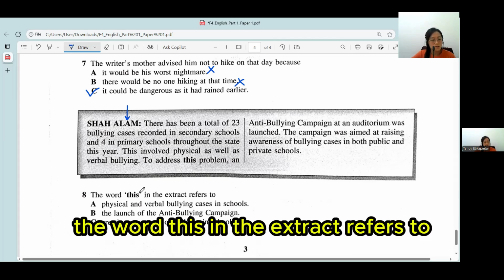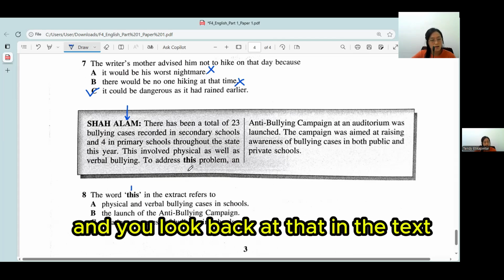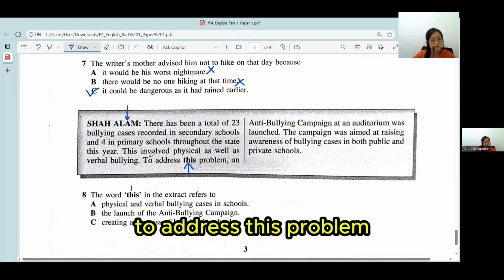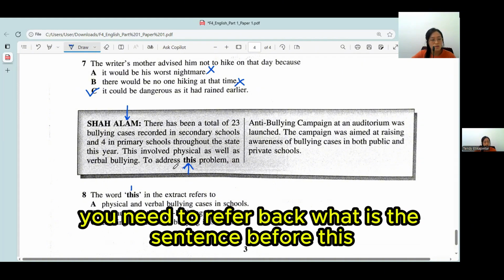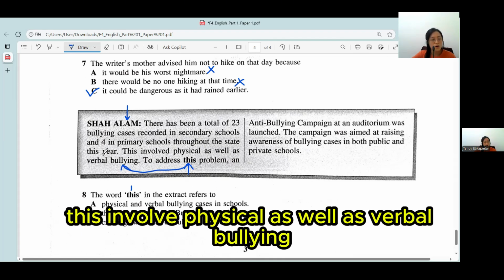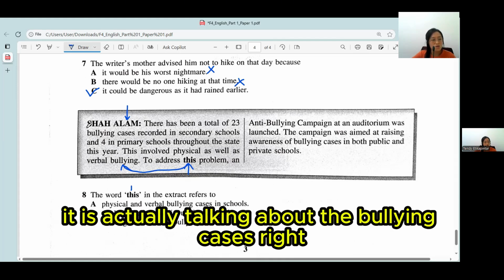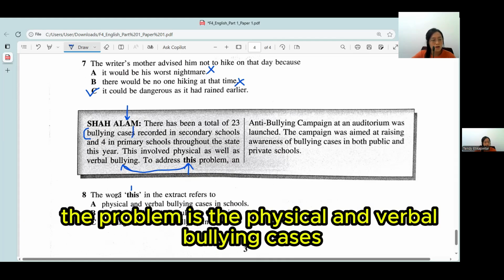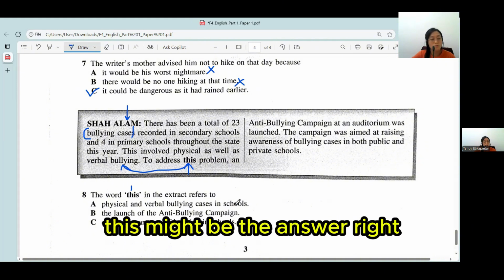Alright, the word this in the extract refers to, so refer this word and you look back at that in the text. To address this problem, what does this word this refer to? You need to refer back. What is the sentence before it? This involves physical as well as verbal bullying. So it is actually talking about the bullying cases, right? So the problem is the physical and verbal bullying cases in schools. Most probably this is true. This might be the answer, right?